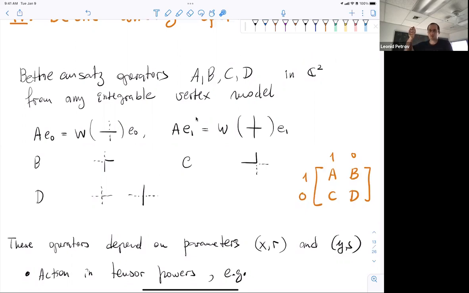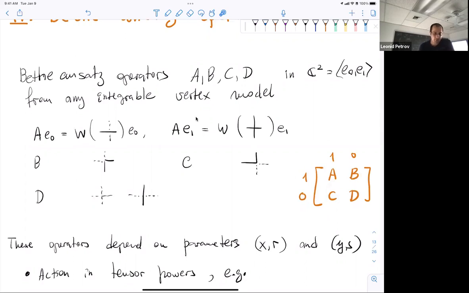Why do I need 4 operators? Because if I have a single vertex, then the vertical space is going to be C2, with basis E0, E1, and this encodes the number of arrows in the vertical direction. And then in the horizontal direction, we have 4 cases, right? 0,0; 0,1; 1,0; 1,1. So I'm going to put them in a matrix and call the entries A, B, C, D, like every 2 by 2 matrix should.